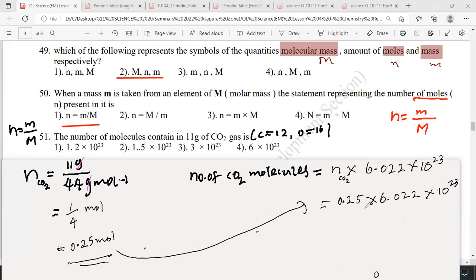When you multiply 0.25 into 6.022, what is approximately the answer? Here only one decimal place, you make it 1.5 only. Yes, any volunteers who can give me the final answer? What is the final answer you got?